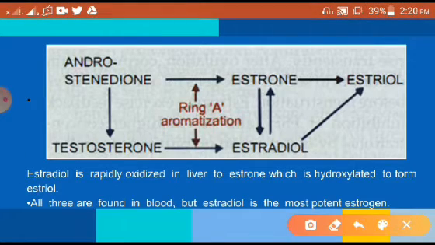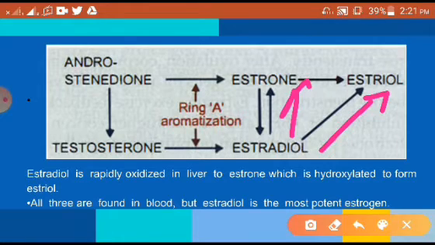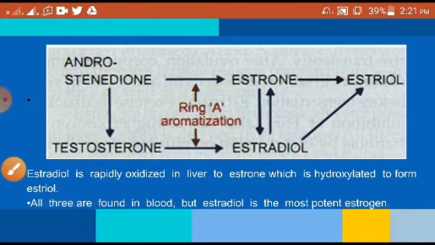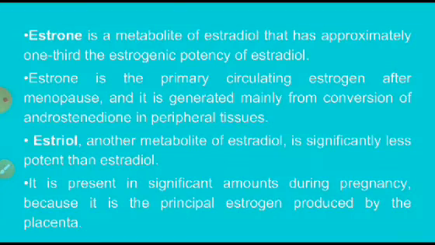You can see here this estradiol converting into estriol as well as into estrone. Another cycle is also shown, where testosterone is later converted into estradiol. All three are found in blood, but estradiol is the most potent estrogen. Estrone is a metabolite of estradiol, which you can see here, that has approximately one third the estrogenic potency of estradiol.